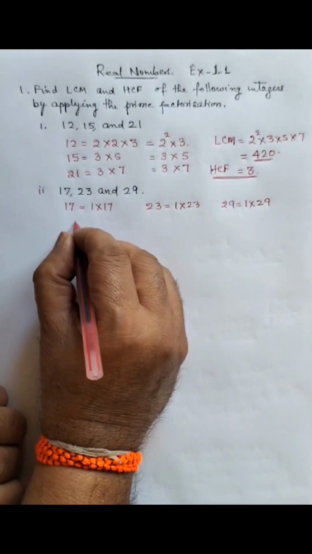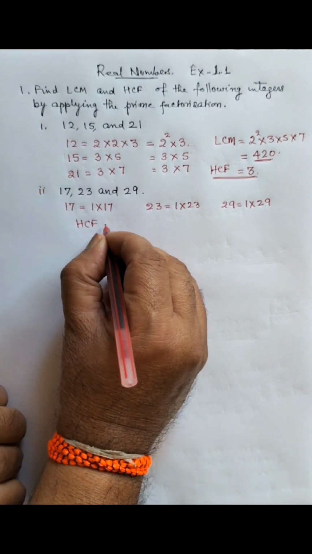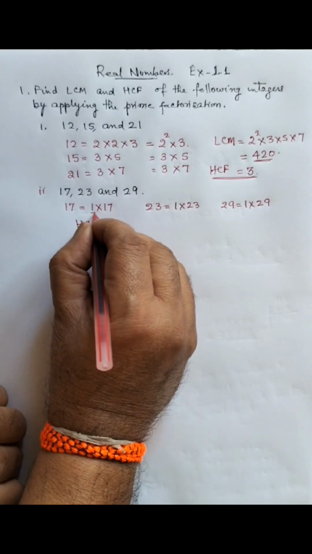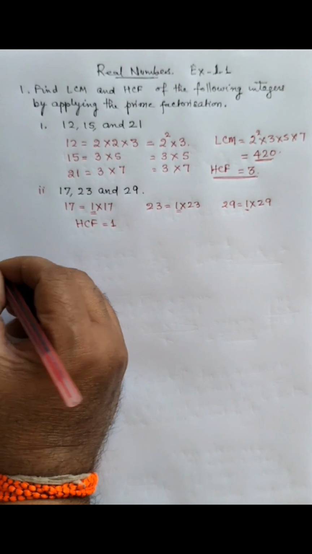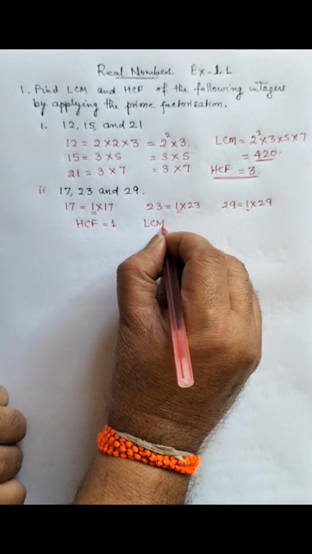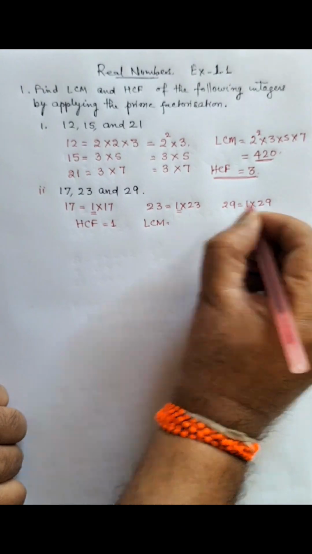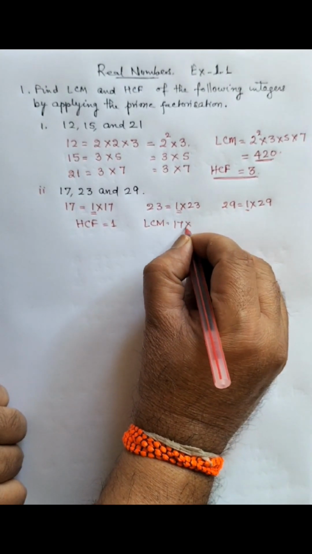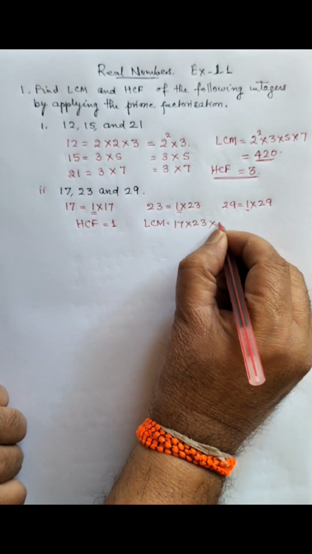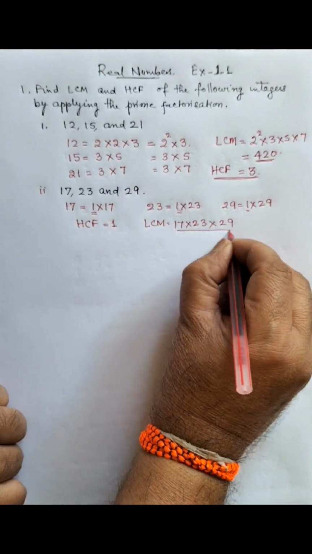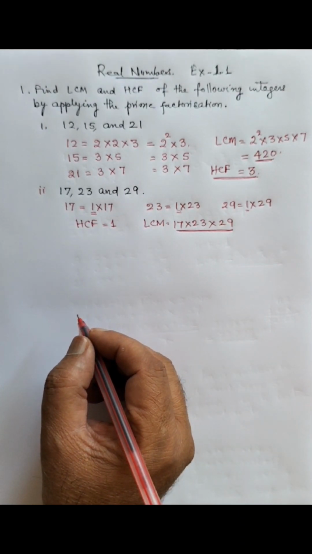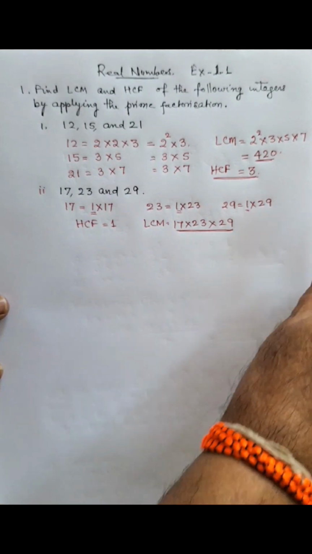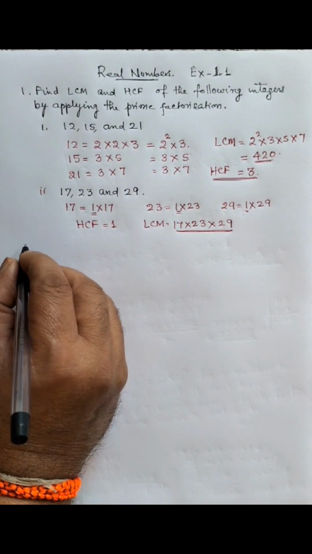So very clearly we can see the highest common factor. What is common in all the three? 1, 1, 1. So 1 is the HCF. And for LCM, we will just take all the factors, that is 17 times 23 times 29, and this product will give you the LCM. So this is the way to find out the LCM and HCF by prime factorization method. Let us take up quickly another important question.